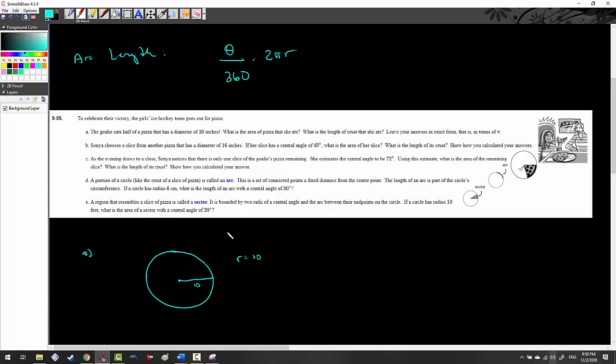Well, if she ate half the pizza, half the pizza is how many degrees of an entire circle? We just did a problem like that, right? It looks like this goalie ate 180 degrees of the 360 degrees that were originally there. And that's going to be times pi r squared. We're just finding the area of pizza that she ate. So that's going to be 1/2 pi times 100 if I square the 10. And that's going to be 50 pi inches squared of pizza consumed by this goalie.